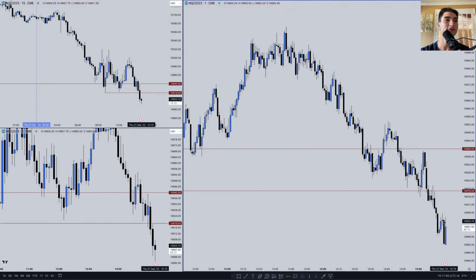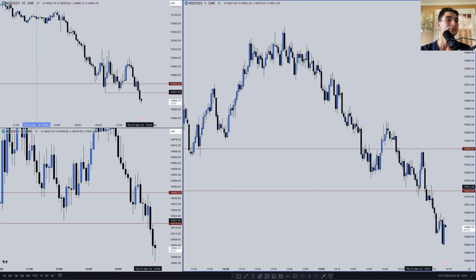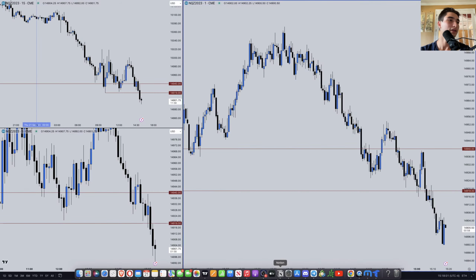So again, bodies here respecting this fair value gap and then selling off. So I would want to see that continue. I would not want to see us get above this fair value gap if we're going to remain bearish. So understanding power of 3 here.